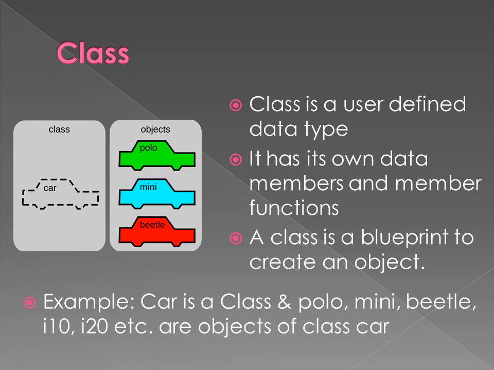Let us understand this with an example. Suppose you want to build a building. You will first get a plan or blueprint ready for that house, and then you will start constructing it according to the blueprint. In the same way, a class is also a blueprint. It does not have memory and a class cannot be used directly. So we need to create objects to use the functionality of the class. As shown in the image, car is a class and Polo, Mini, Beetle, I-10, I-20, etc. are objects of the car class.